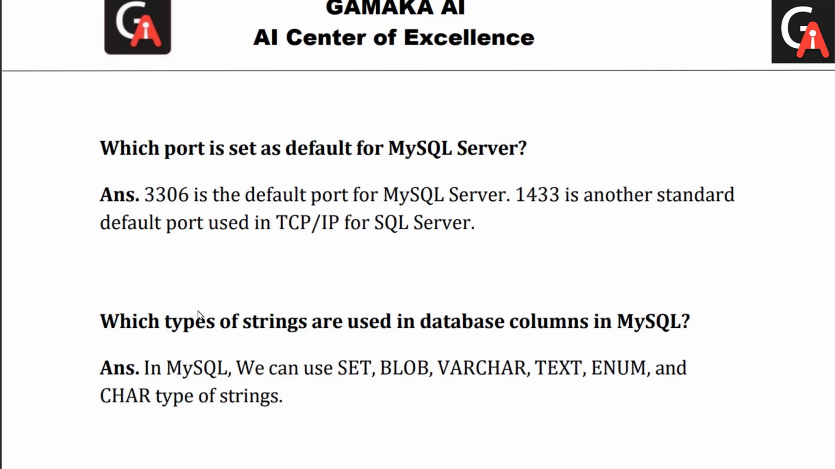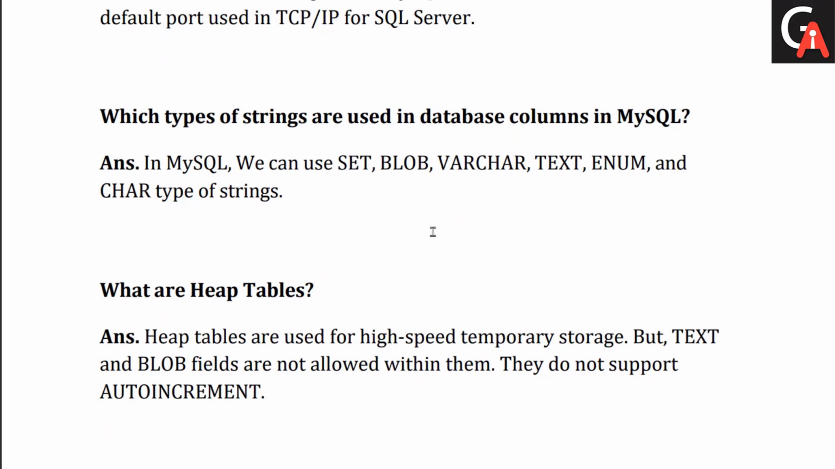1433 is another standard default port used in TCP/IP for SQL servers. So you just need to know the 3306 port, which is the default one, and for TCP/IP you may also have a 1433 port. Clear? Next question. Which type of strings are used in database columns in MySQL?